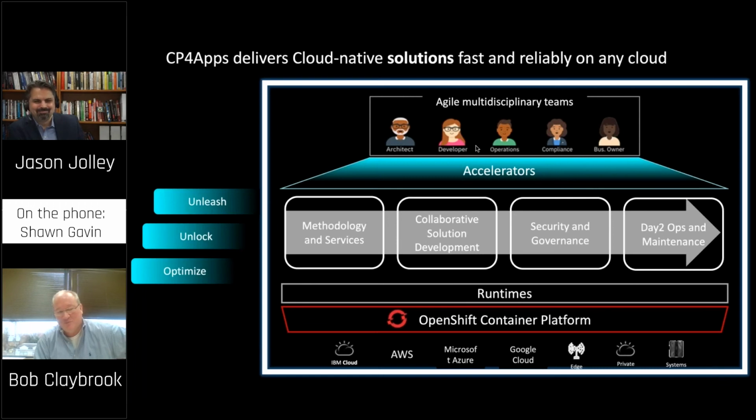Yeah. So you've arrived. It's interesting. I threw up this slide only because, as you're talking, it sort of depicts that agile multidisciplinary team approach that you're talking about in the development process.